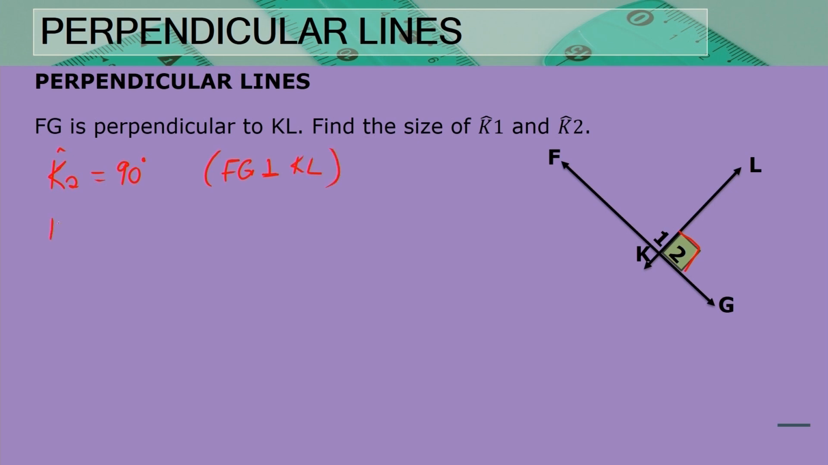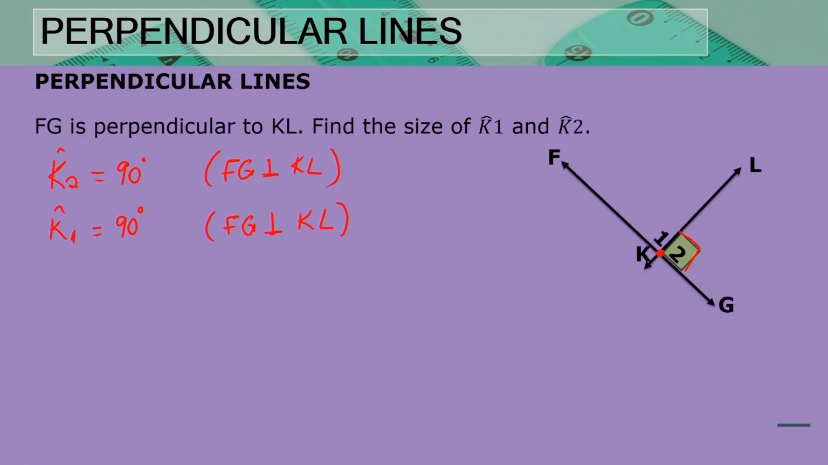But again, our K1 is also 90 degrees because it is also at that point of intersection. And we know that perpendicular lines intersect at 90 degrees. So it is also 90 degrees because FG is perpendicular to KL. And there we found the size of those two angles simply because we knew that those two lines are perpendicular to each other. Let's move on to the next question that deals with perpendicular lines.